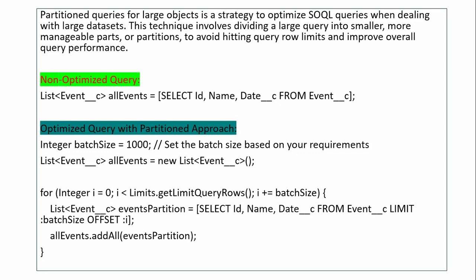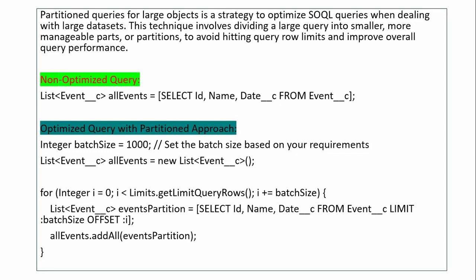List<event__c> allEvents = new List<event__c>(); for (Integer i = 0; i < Limits.getLimitRows(); i += batchSize) { List<event__c> eventsPartition = [SELECT Id, Name, Date__c FROM event__c LIMIT :batchSize OFFSET :i]; allEvents.addAll(eventsPartition); } // Process allEvents. In this example, batchSize determines the number of records queried in each partition.